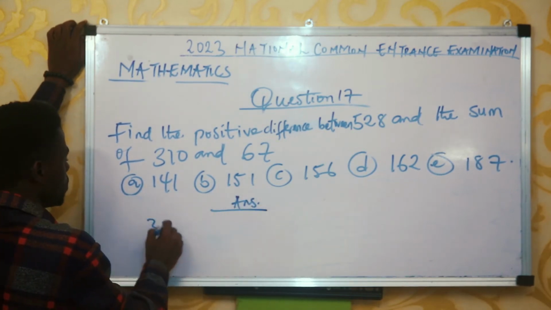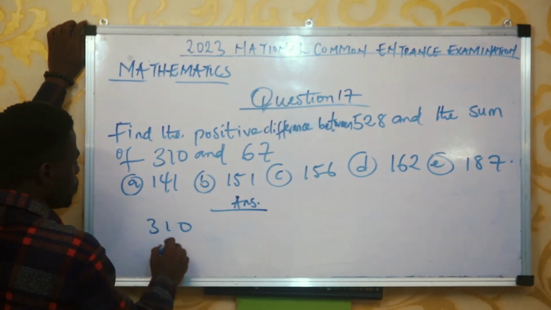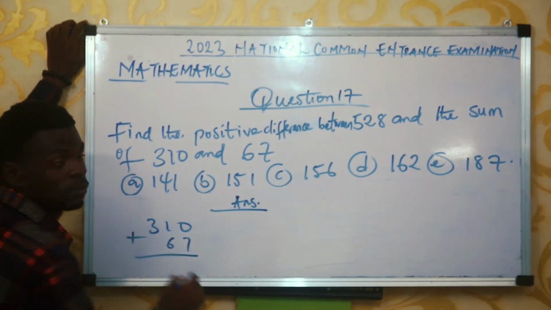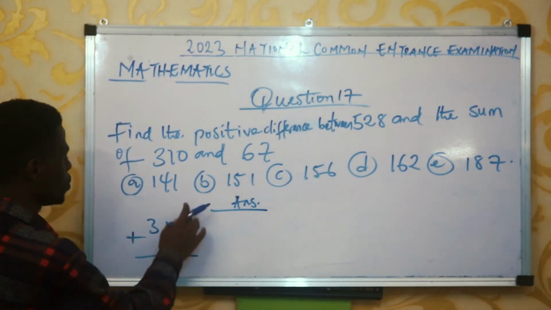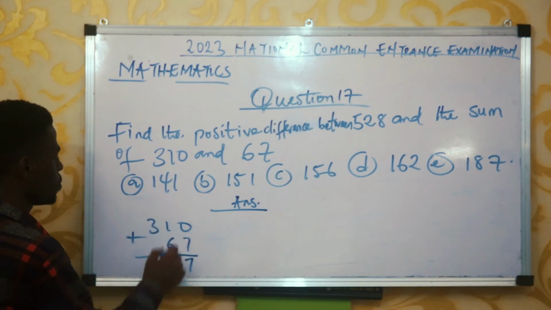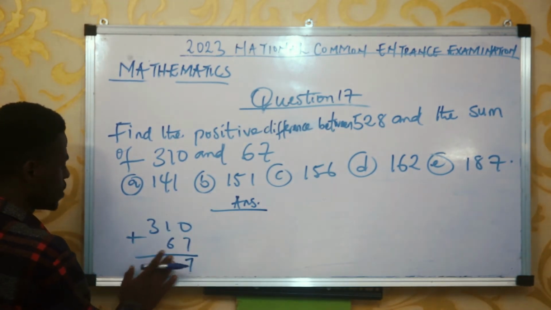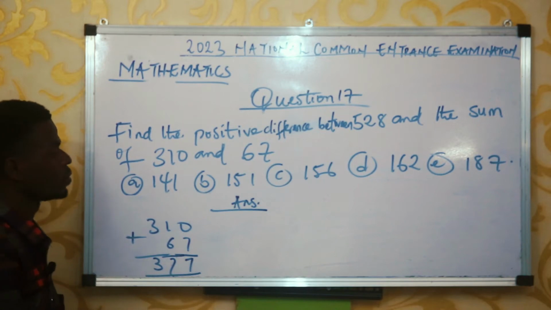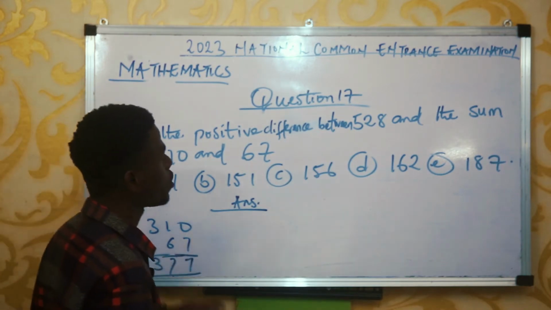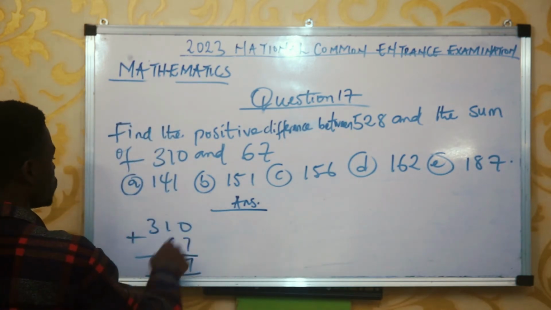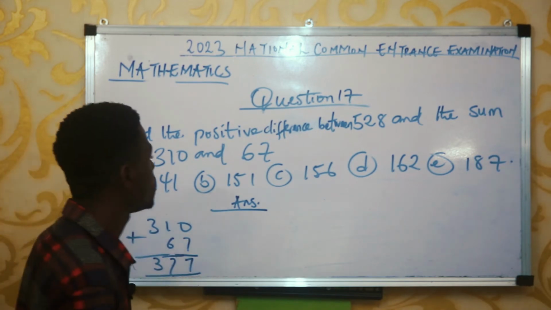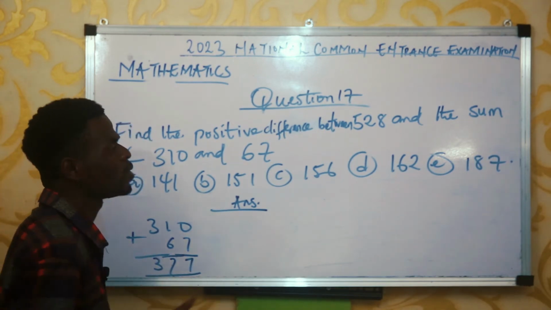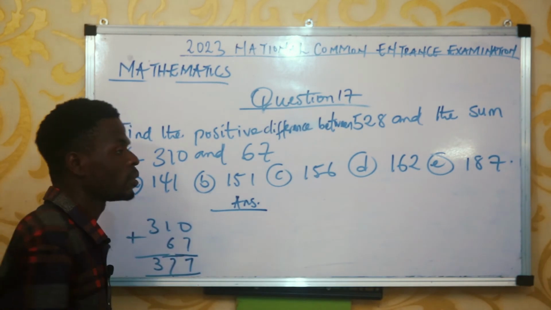So this is 310 and this is 67. Let's add. Take note of that. 0 plus 7 gives us 7. 1 plus 6 is 7, sorry. And 3 plus nothing gives us 3. So our answer is here. The sum of 310 and 67 is 377.